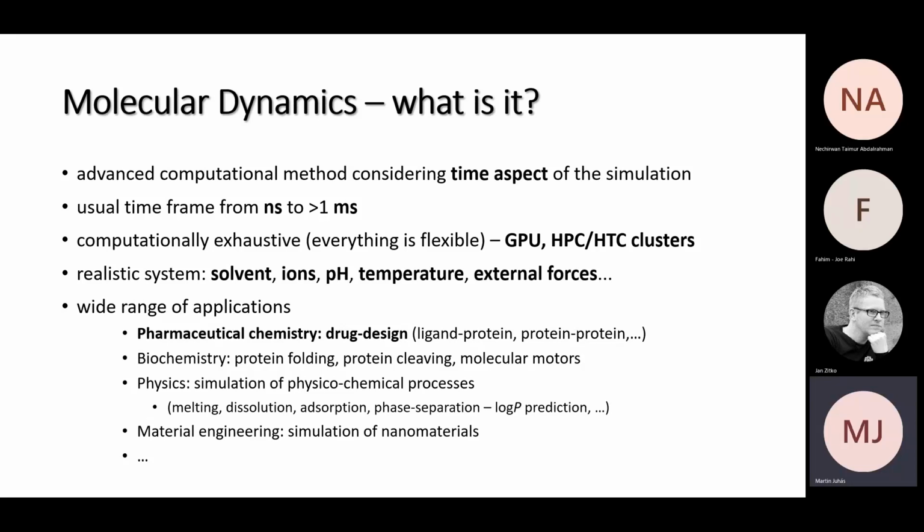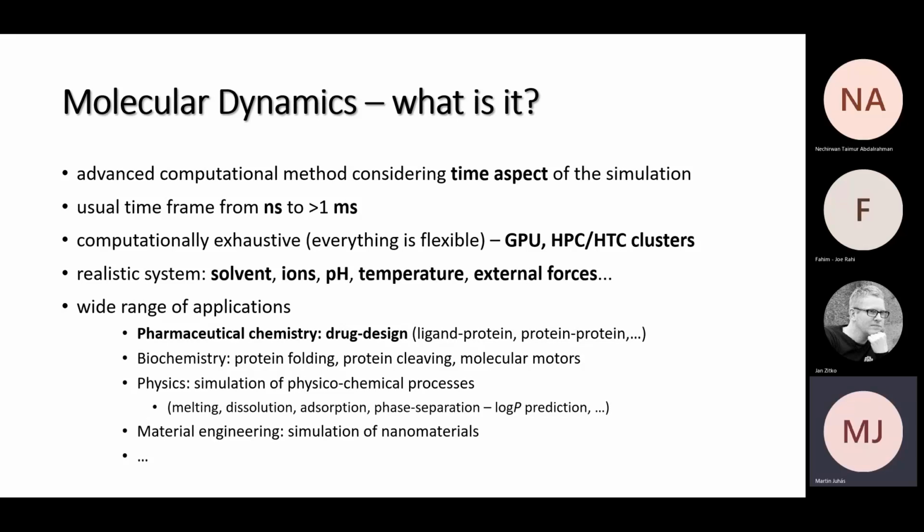What does it mean? It means that you include the solvent, you include the ions, you modify the pH, you regulate the temperature while simulating, you regulate pressure. You can include some external forces, like for example, you have a ligand and the ligand is pulled or pushed inside some ion channel or something like that.